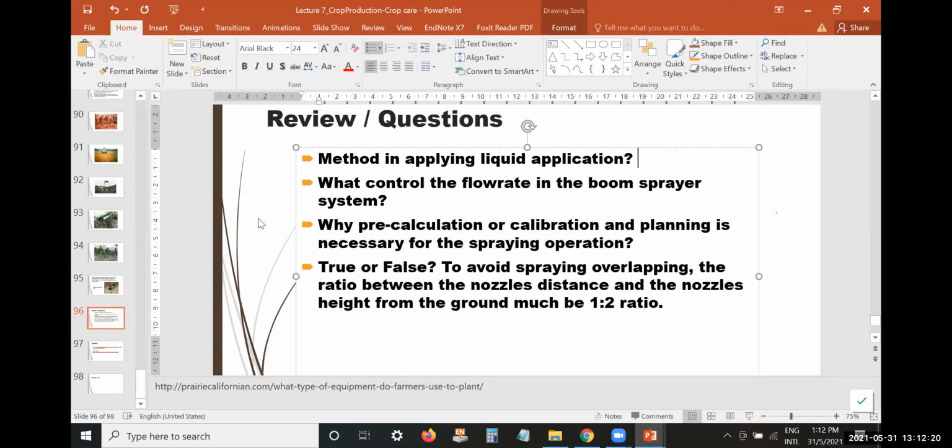Yeah. Okay, lastly, true or false, to avoid spraying overlapping, the ratio between the nozzle distance and the nozzle height from the ground must be not much, must be 1-to-2 ratio.